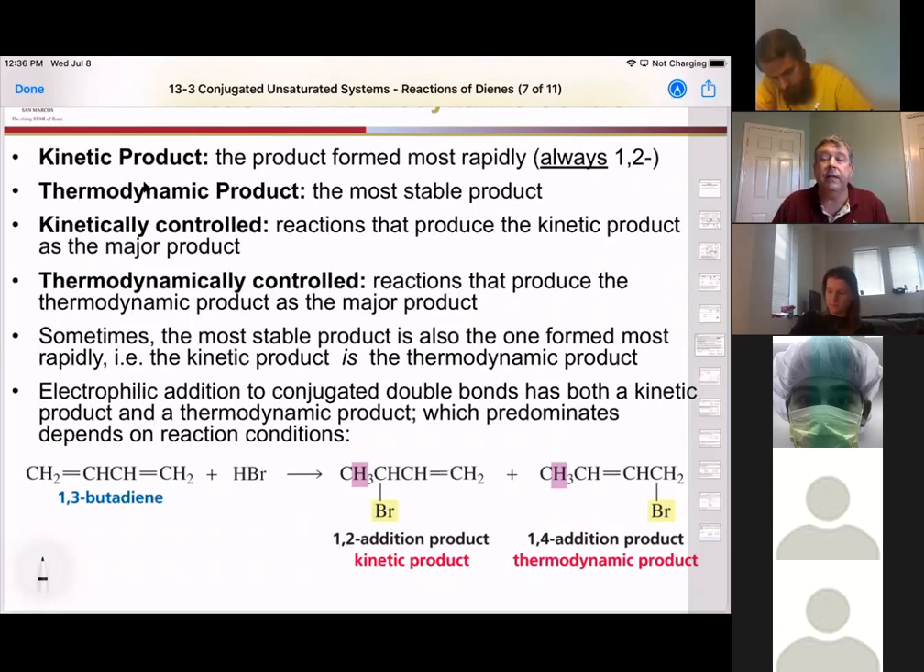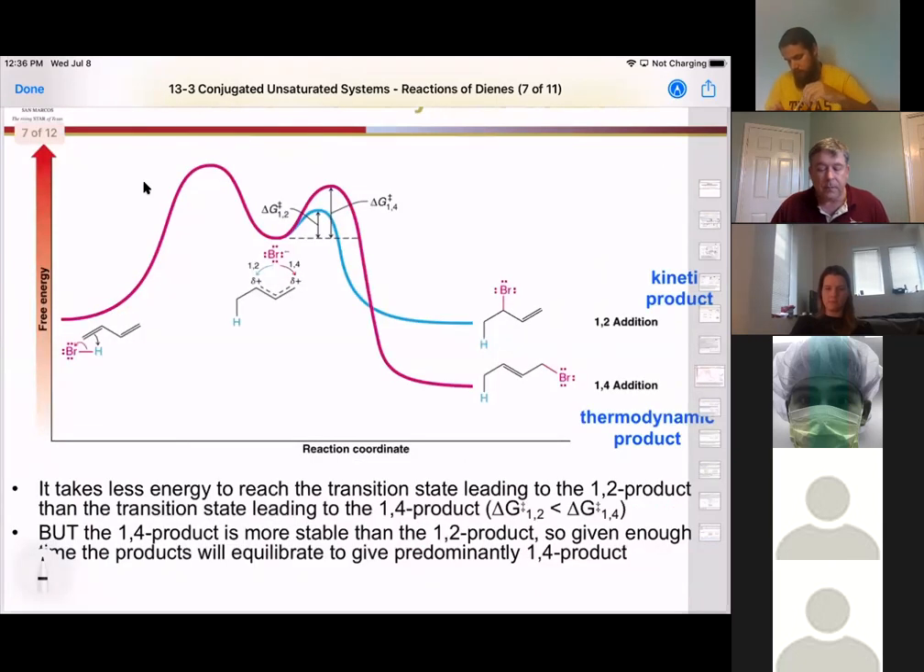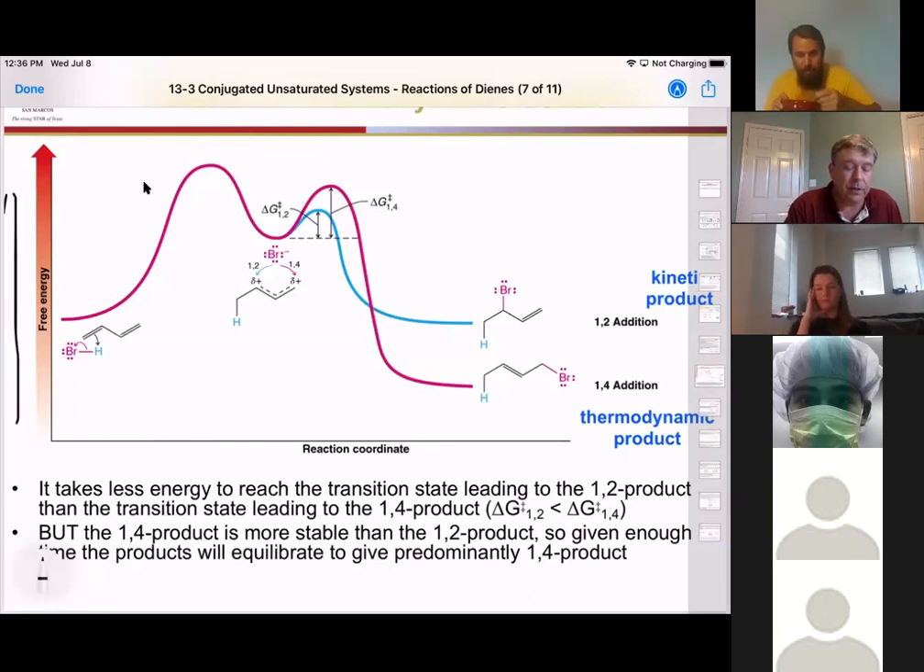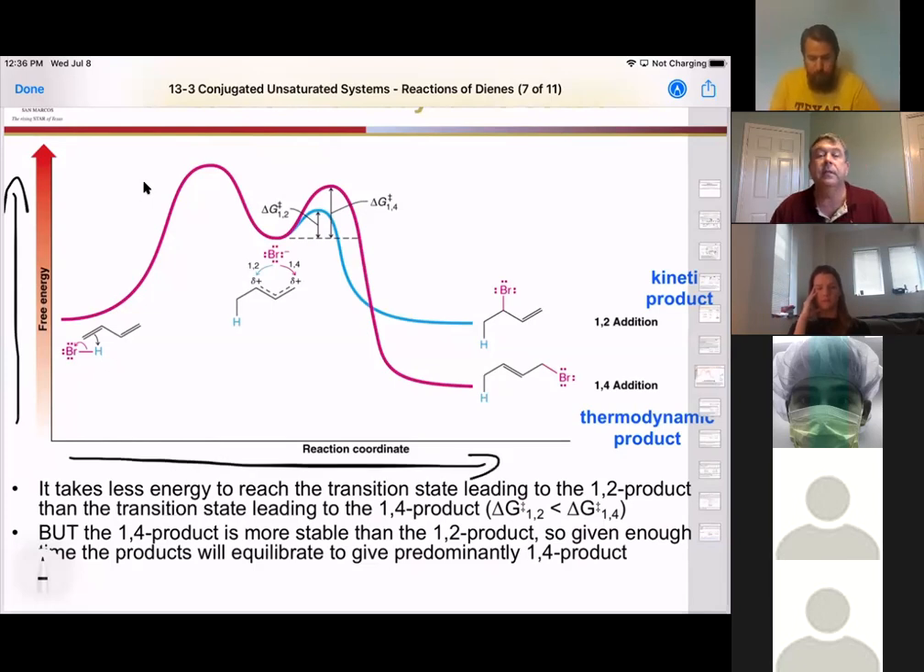If we look at that addition of HBr across that butadiene, we actually see that the kinetic product is the 1,2 addition. However, the thermodynamic product is the 1,4 addition. Now we could have predicted that because at low temperature, the 1,2 is favored, and at high temperature, the 1,4 is favored. But why? For that, let's look at an energy diagram. If we remember our energy diagrams, energy is on this axis, increasing energy goes up, and as the reaction progresses, it goes in this direction.